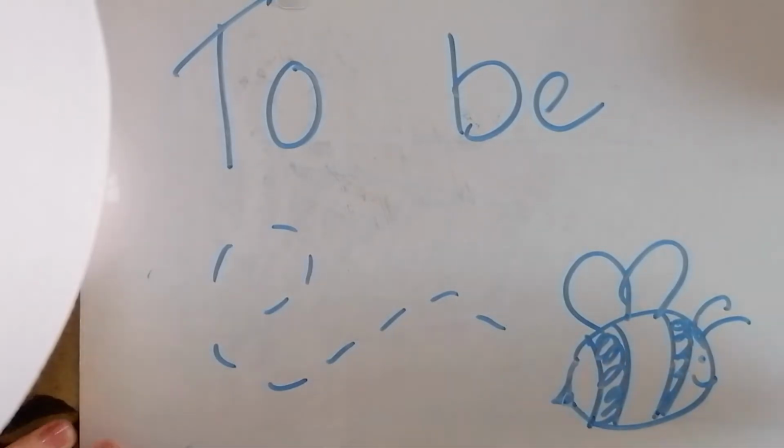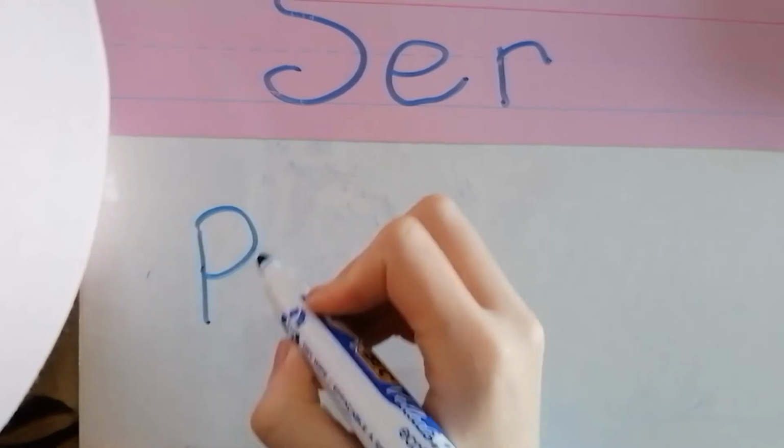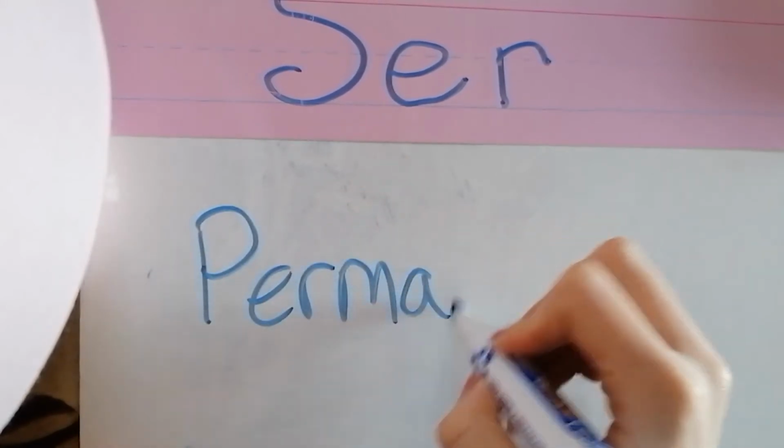So we're going to start with ser. So in Spanish, we have two ways to say to be. Instead, in English, we only have one, so this can be hard to get your head around sometimes. The difference is, first of all, ser is related to permanence. So what's permanence? Things that don't change.